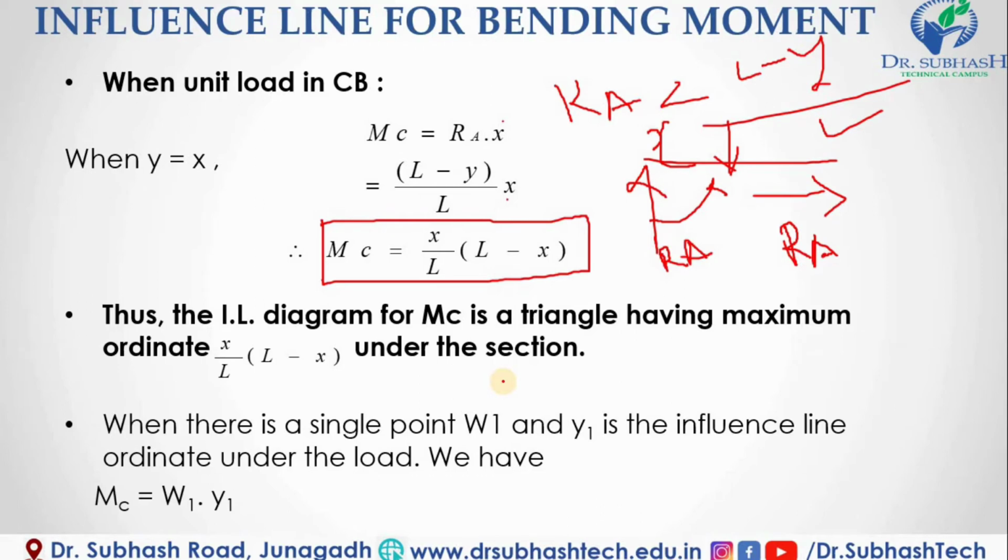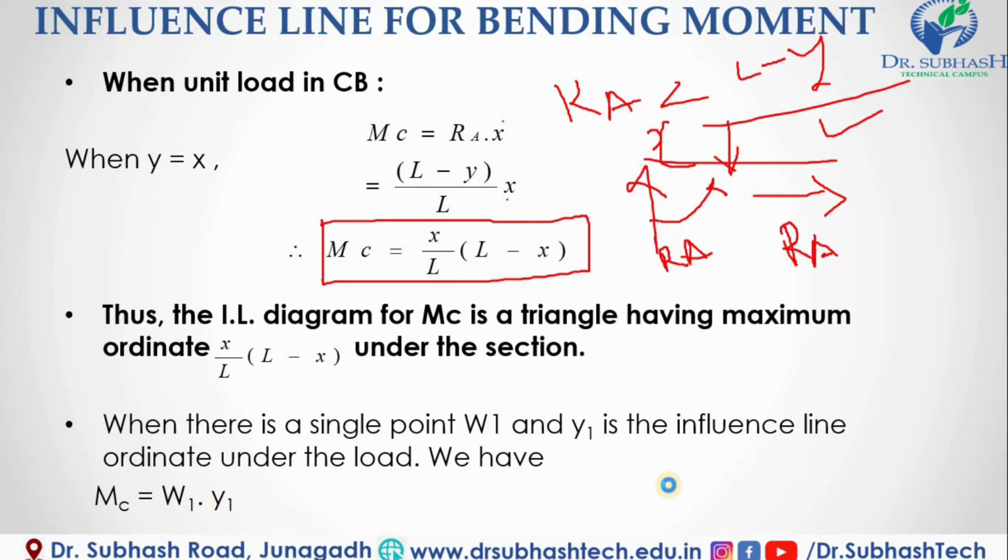Thus the influence line diagram for moment at C is a triangle having a maximum coordinate. What the maximum coordinate should be is nothing but what we already derived: x by L multiplied by L minus x, under the given section. When there is a single point load W1 and we have calculated Y1, the influence line ordinate under the load, the intensity is nothing but W1 into Y1.